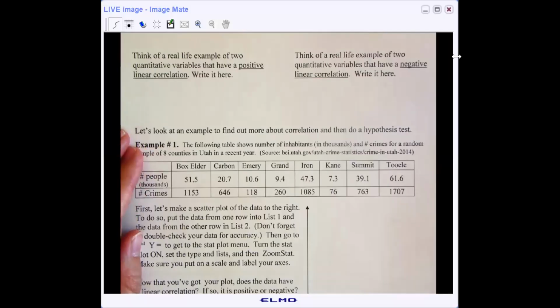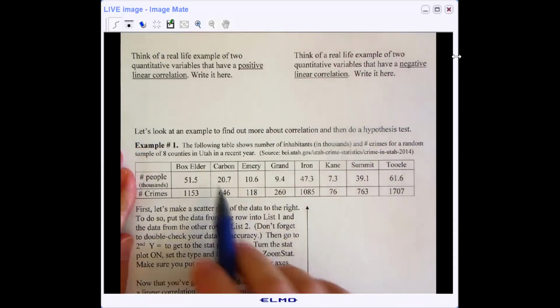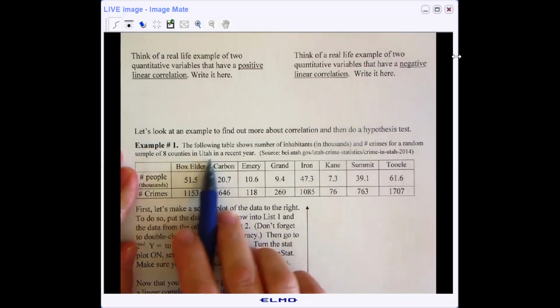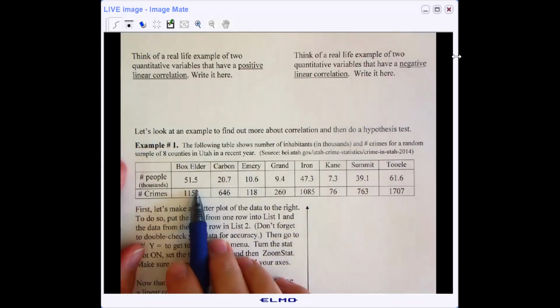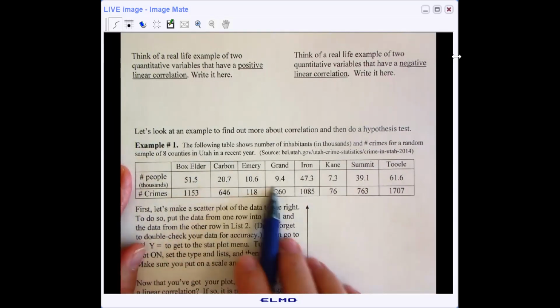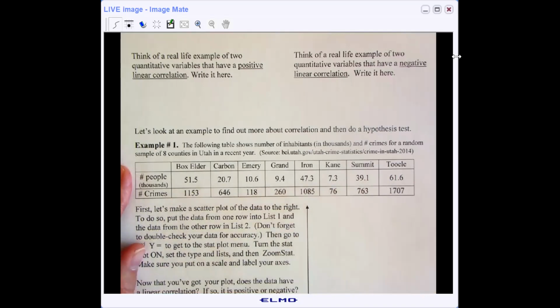Let's talk some more about our correlation and then do a hypothesis test. So here's some data from Utah. We have several different counties in Utah, and I researched the number of people in the county and the number of crimes that were committed in the county for a given year. Okay, and I have a selection of, looks like 8 counties here in Utah.